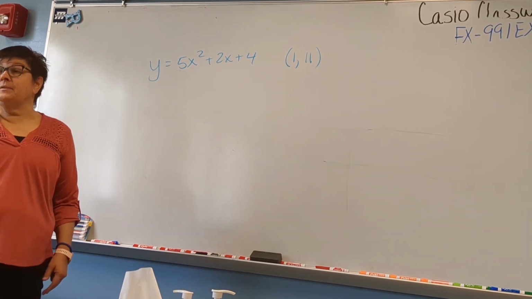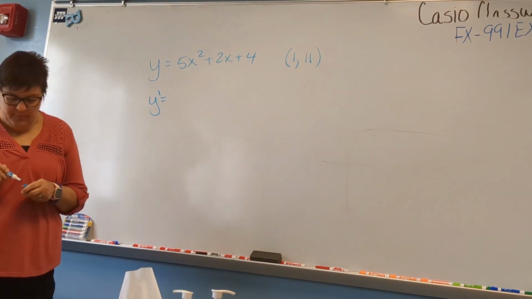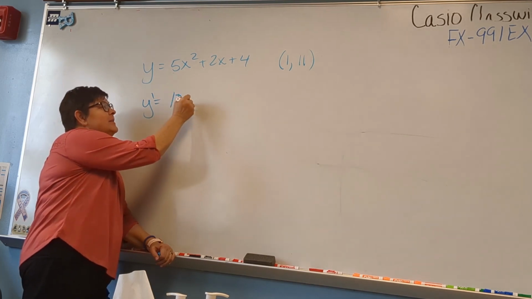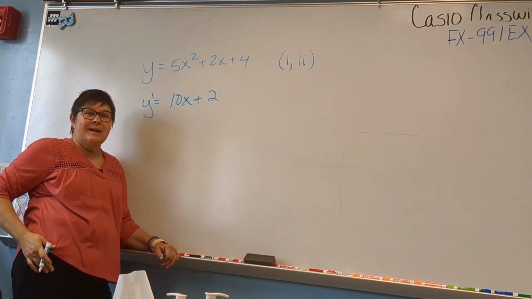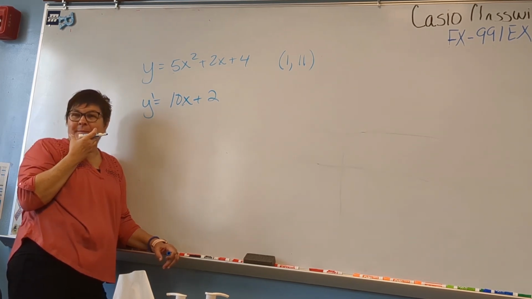So what do I need to do in order to find the slope of that particular point? I have to find the derivative. So I'm going to find y prime. So I'd like you to try y prime without me for a brief moment. Here. 10x plus 2. 10x plus 2. How do we feel about that? Are we good? Yes, no, maybe so. Did you kind of do it without even thinking about it at that point?